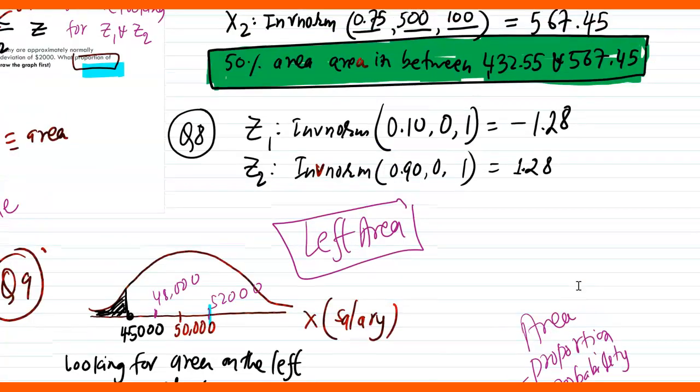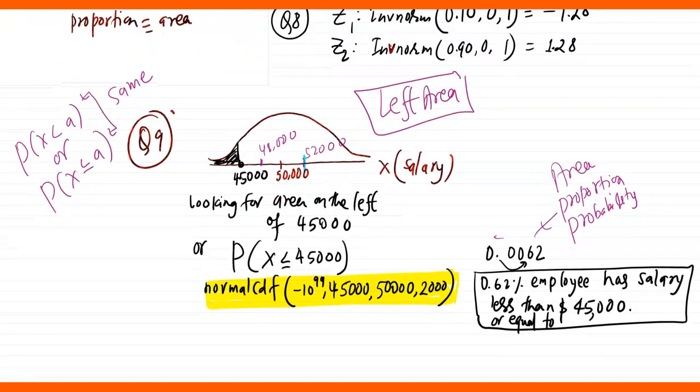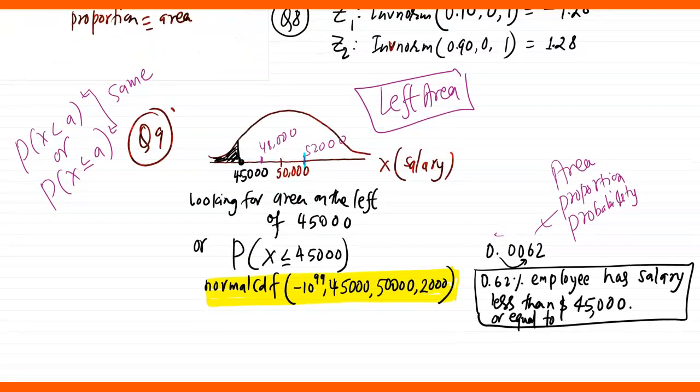Okay, that's all about how you find the area using normal CDF. I finished those questions on the handout. My point is, did you guys understand how to find area using normal CDF? You get it? Either right area or left area or middle area. Okay, you use normal CDF to find the area or probability.